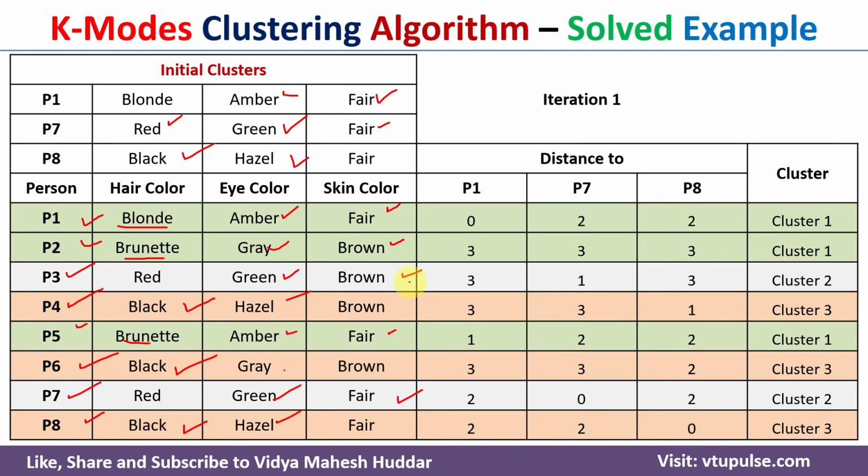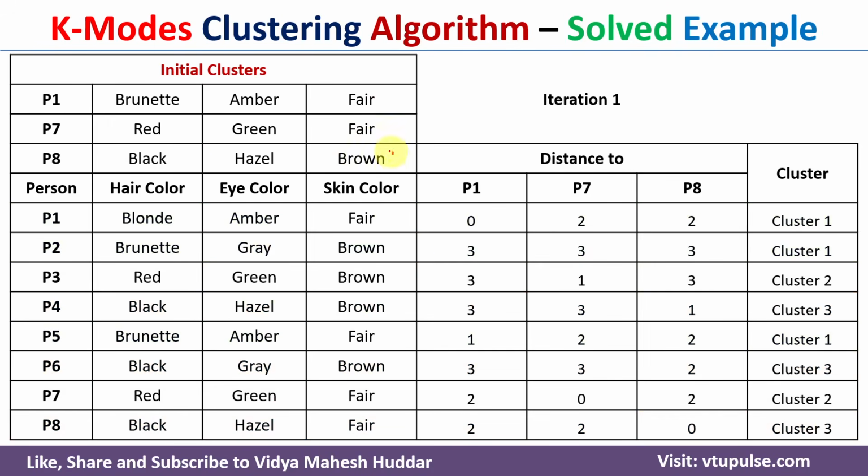And for the skin color, it is brown, brown and fair. And for the brown, the frequency is high. So I will replace fair by brown. So that is what you can see here. Here it is replaced fair by brown, and here it is replaced blonde by brunette.